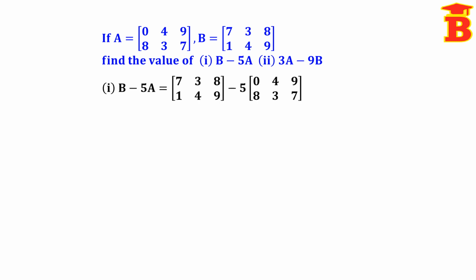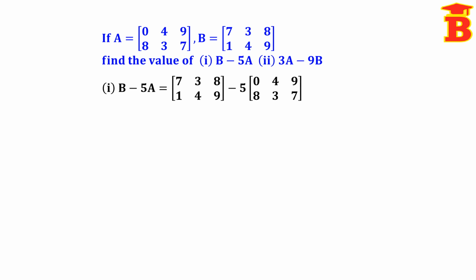So first equation B minus 5A. Take and write B matrix 7, 3, 8, 1, 4, 9 minus 5 into A matrix 0, 4, 9, 8, 3, 7.